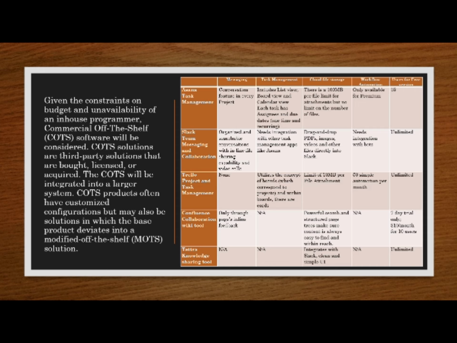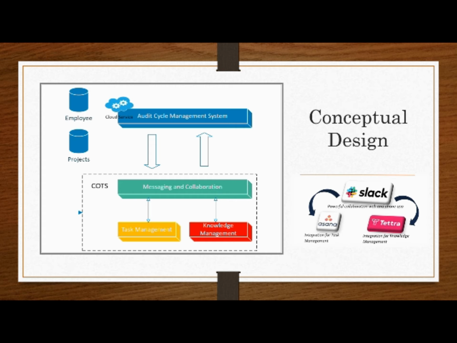COTS solutions are third-party solutions that are bought, licensed, or acquired, and they can also be integrated into a larger system. After some careful evaluation of the available COTS software that would have the features required, it has been identified that Slack will be used for messaging collaboration, Asana for task management, and Tetra for knowledge management.